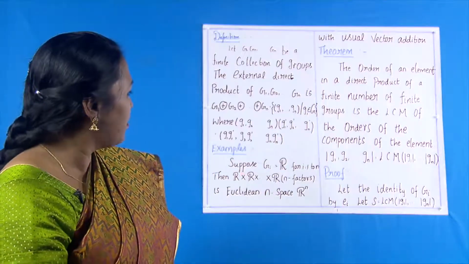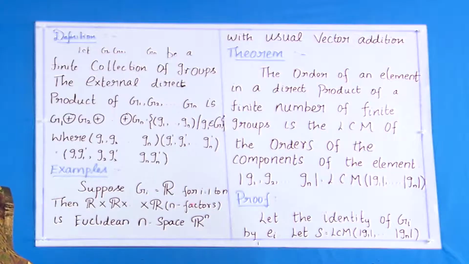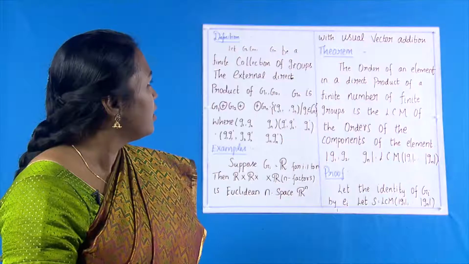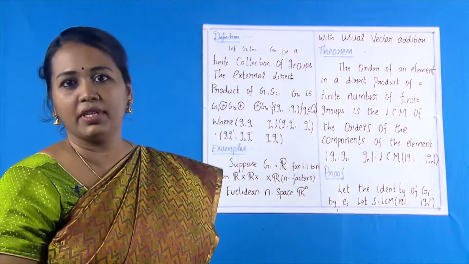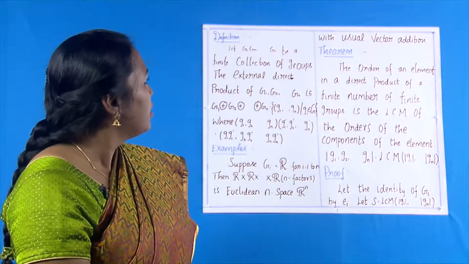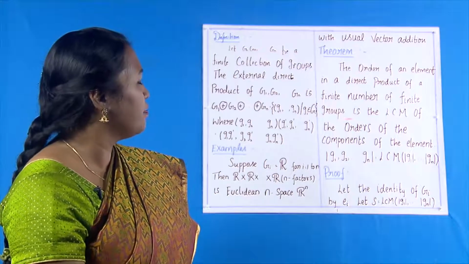First example is, suppose Gi is the set of real numbers R for i equal to 1, 2 up to n, and the n-tuple product R cross R, so on up to R, so there are n factors here. It is the Euclidean n-space R^n. We are using the usual vector addition here. This is an example of the direct product. Let's go to the theorem.